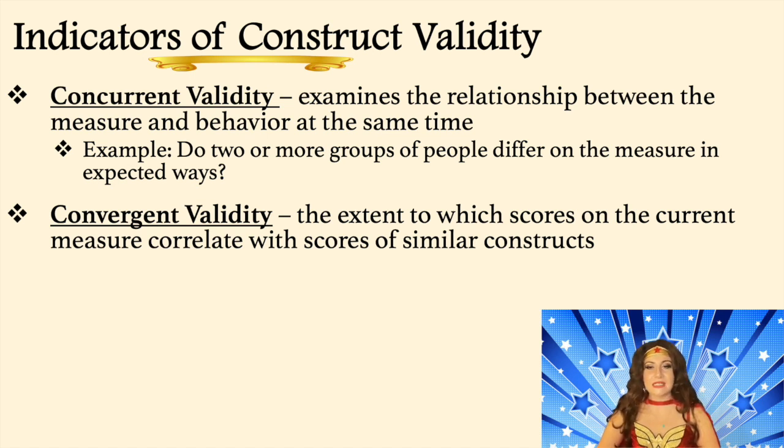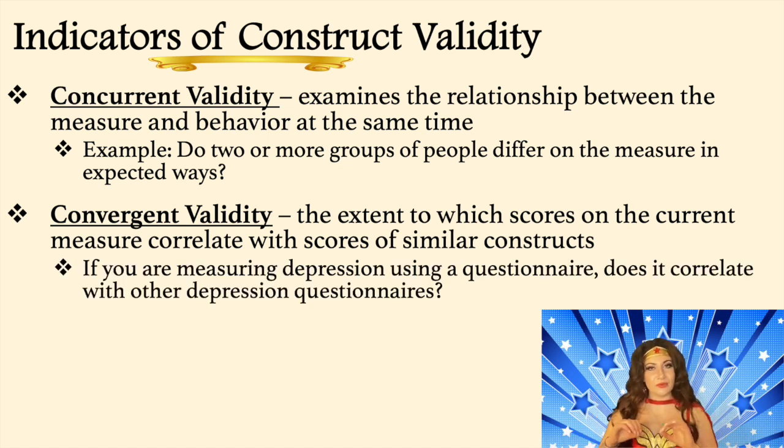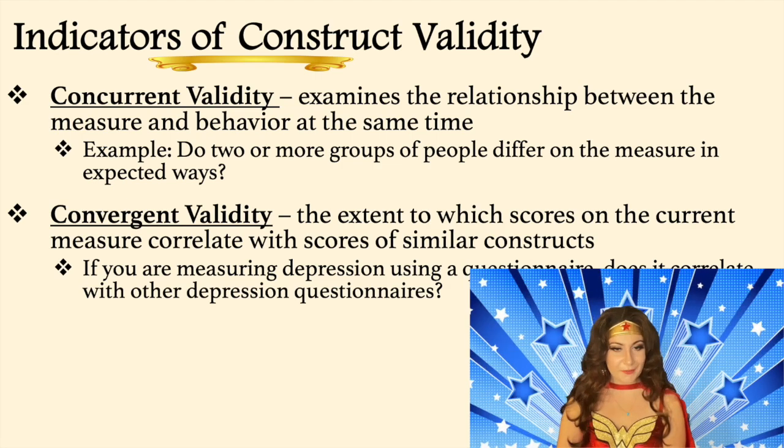Convergent validity is the extent to which the scores on a current measure correlate with scores of similar constructs. So for example, if you were measuring depression using a particular questionnaire, you would want to see if the responses from your given questionnaire correlate with other depression questionnaires, right? Are the questions that you are asking similar enough to other measures that have measured depression in the past? If they are, it would mean that you have strong convergent validity. And that's, again, a really good thing that you want to strive for.